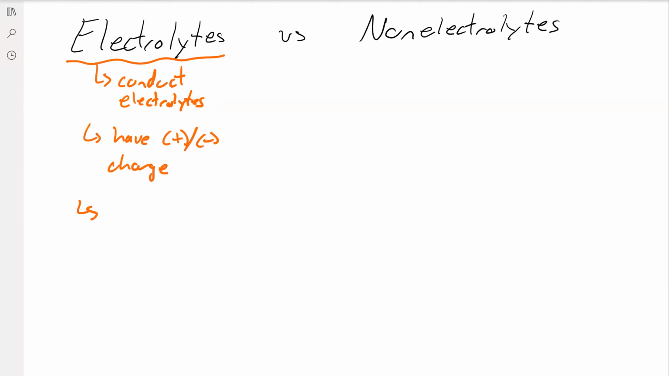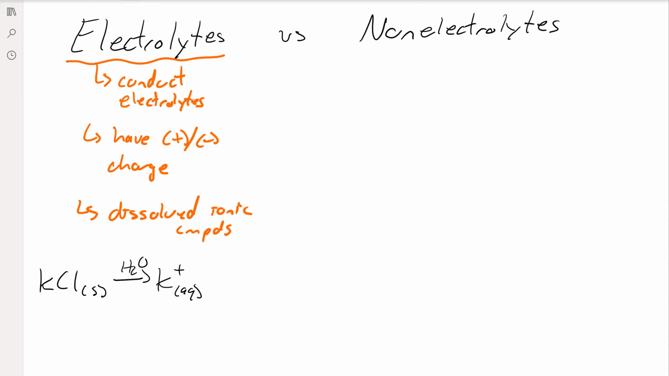And this charge comes from dissolved ionic compounds. And we've seen this before, right? So for example, if you take some potassium chloride as a solid and you toss it in a bunch of water, it'll form ions in solution, right? It'll form positive potassium ions, and then it'll form negative chloride ions in solution.